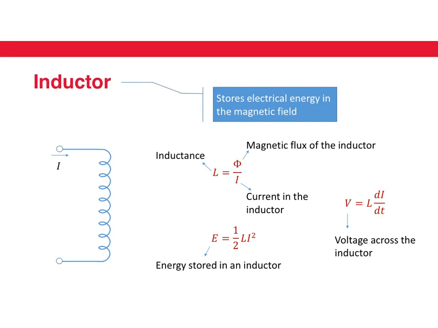So how does an inductor work? As current flows through an inductor, the inductor generates some magnetic field, and this magnetic field holds some energy in the inductor, and the rate of change of the current induces a voltage across the inductor.